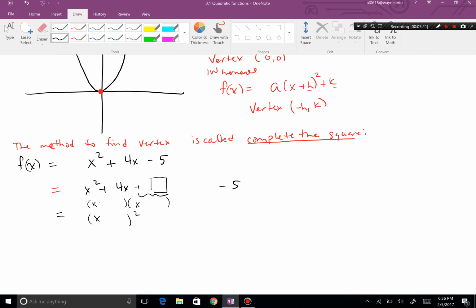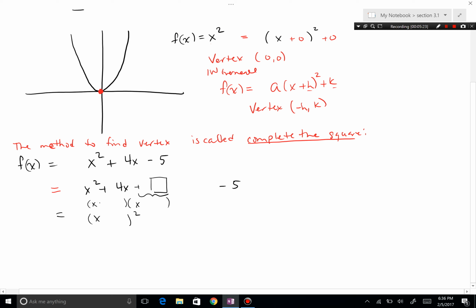So how do we figure this out? Well, somebody, I think his name was Galois, said, okay, just take the b term, and in this case it is 4, and take half of it. I'm not going to say divide by 2, I'm going to say half of it, and then square it. So the b term here is 4, half of it is 2, squaring it gives you a 4, and that's the number you're going to put in.